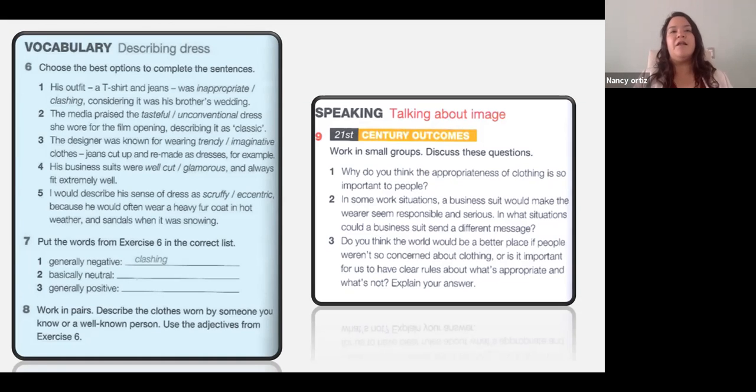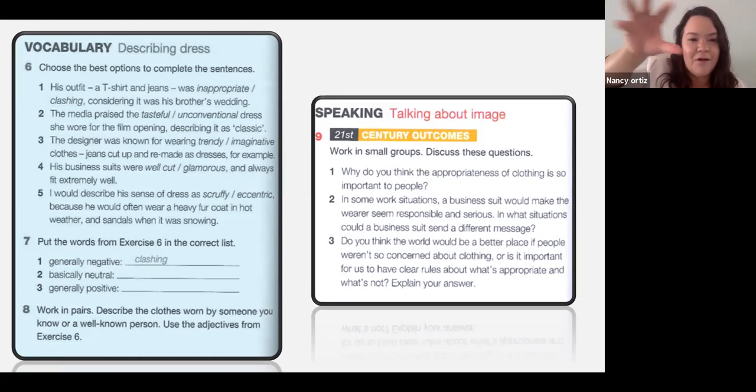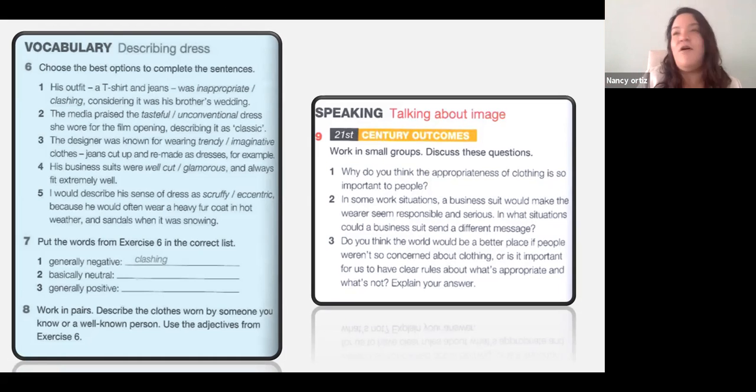Okay, so what you're saying is correct. Clothes sometimes give people a sense of identity, and not only in the minority groups you're mentioning, but also in different economic classes, in different kinds of professions. And we have the tendency that we want to belong to groups. That's part of how we are as humans. That's why clothing is important. This is why we don't wear the same every day, because we want to, it probably sounds wrong, fit in, right? Number two, in some work situations, a business suit would make the wearer seem responsible and serious.